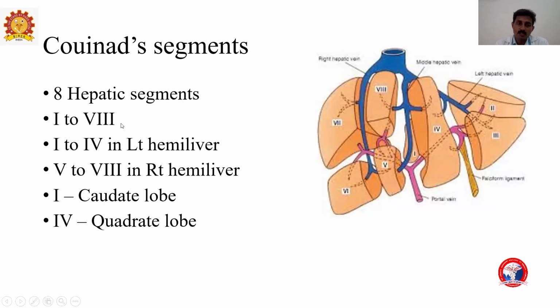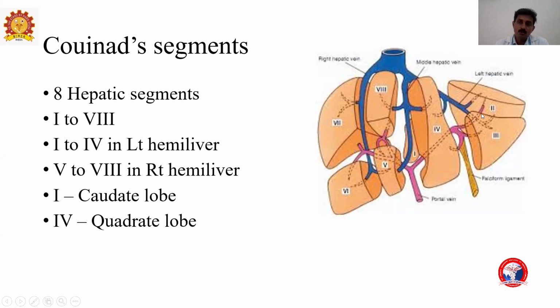Numbered with Roman numerals 1 to 8. So, 1 to 4 is on the left lobe and 5 to 8 is on the right lobe. Now, what is the name of the first segment? It is the caudate lobe. So, the caudate lobe is named as the first and quadrate is the fourth. You can see here, it's forming a pattern from 1, 2, 3, 4. It is a clockwise rotation, from here, 1, which is the caudate lobe, C above, Q below.